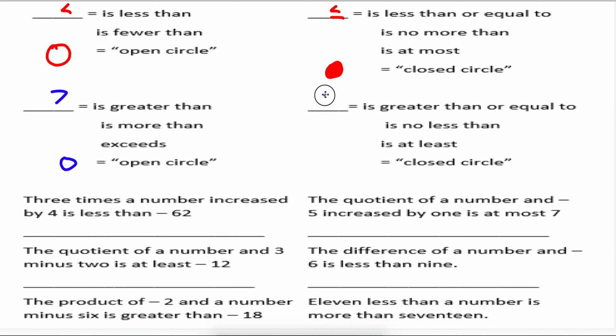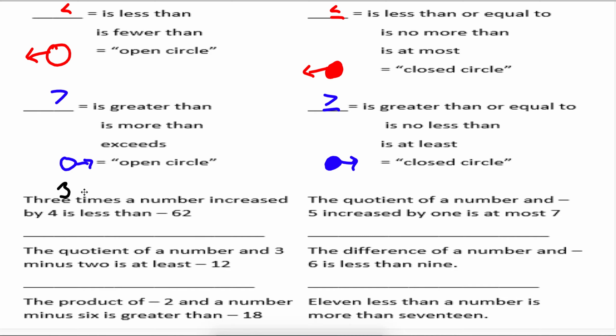Greater than or equal to, with a little line there. No less than, is at least. It gives us a closed circle. And then we would go that way. Ooh, not that way. Let's go the opposite. There we go. Let's use some of these key phrases to write inequalities. We're going to write our own inequalities.